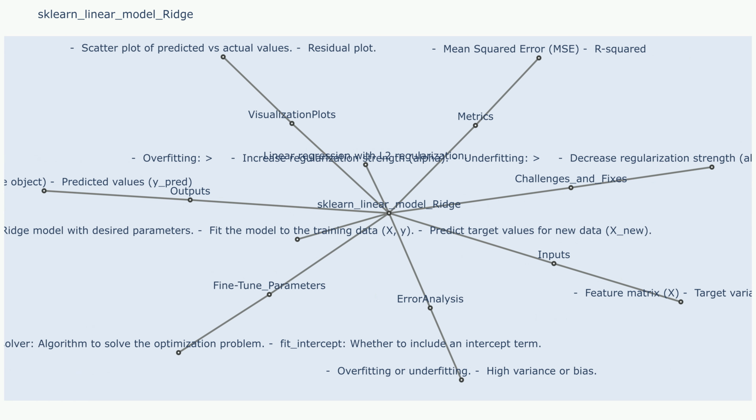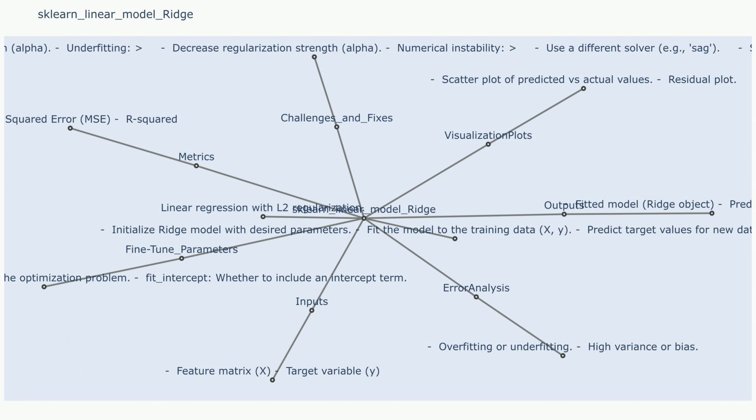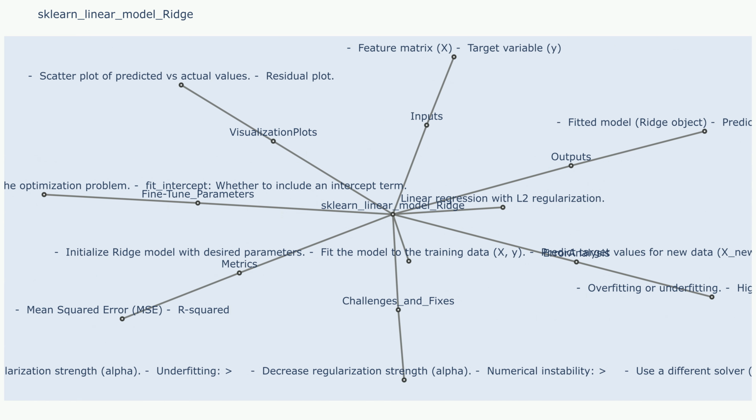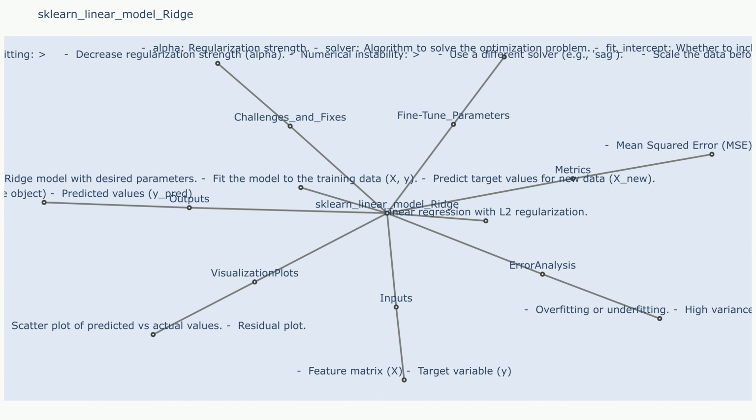Inputs. X: a 2D array of shape n_samples, n_features representing the input data. Each row represents a sample and each column represents a feature. Y: a 1D array of shape n_samples, representing the target values. Outputs. Coef: a 1D array of shape n_features, representing the coefficients of the linear model. Intercept: a scalar representing the intercept of the linear model.